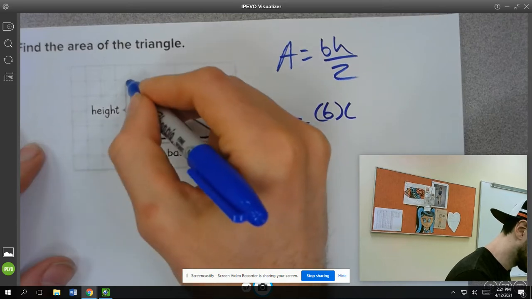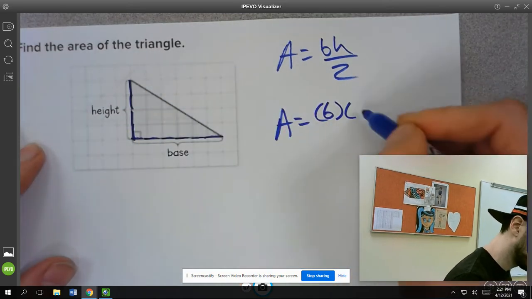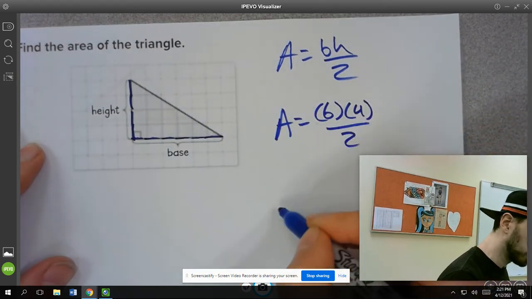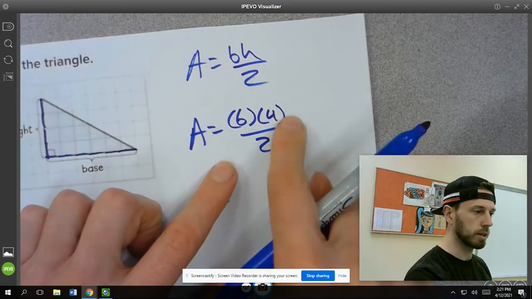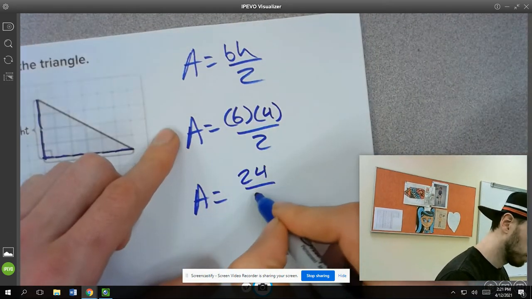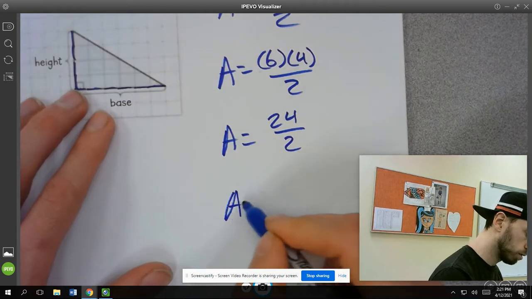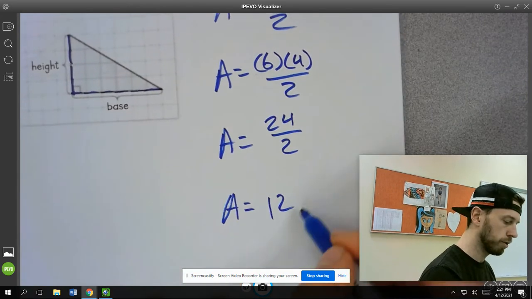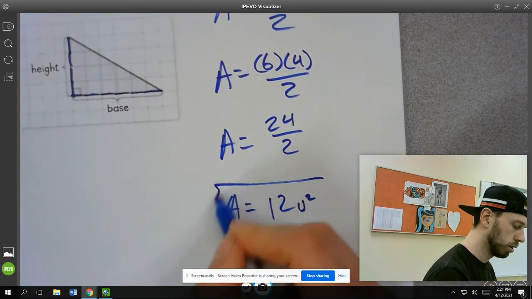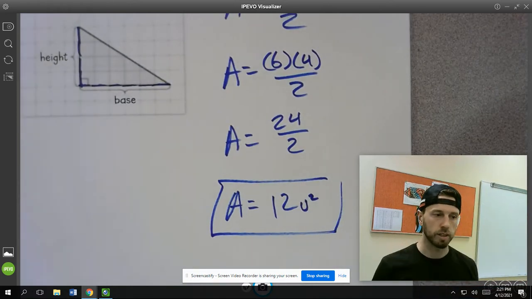The height from the bottom to the top is 1, 2, 3, 4. And then we're going to take that and divide it by 2. Okay? So 6 times 4 is 24. And 24 divided by 2, 12 square units. And that's how you find the area of a triangle.